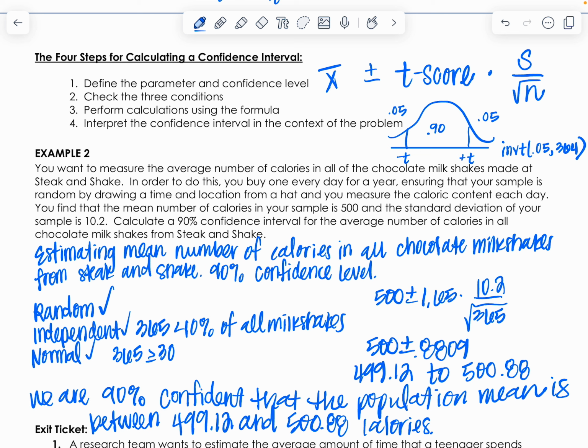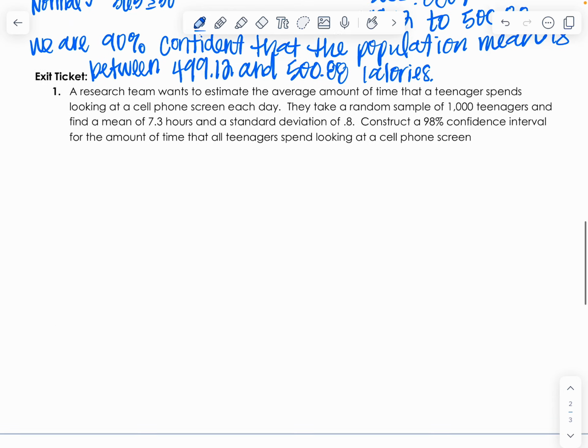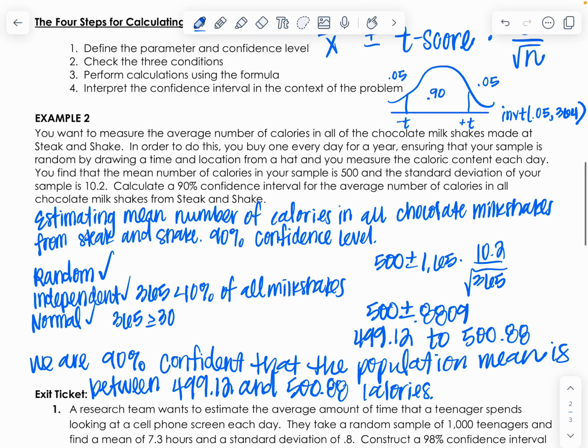All right, so today we talked about t-distributions, t-scores in order to calculate confidence intervals for means. You have 2 examples, so I hope we get those done, and I hope you all are doing well.